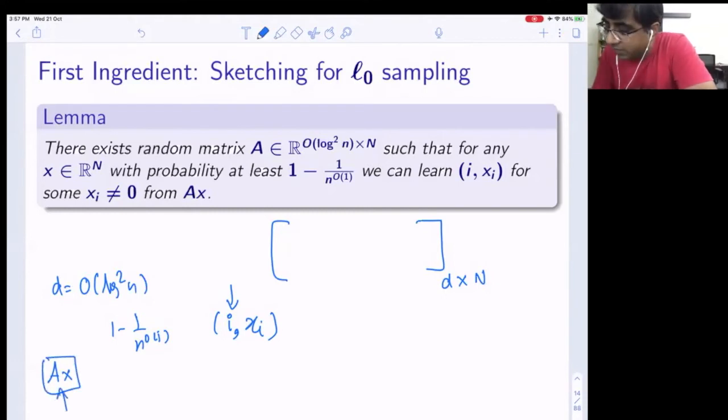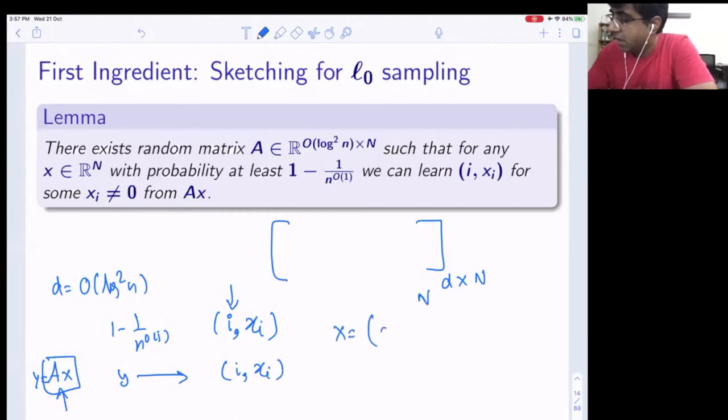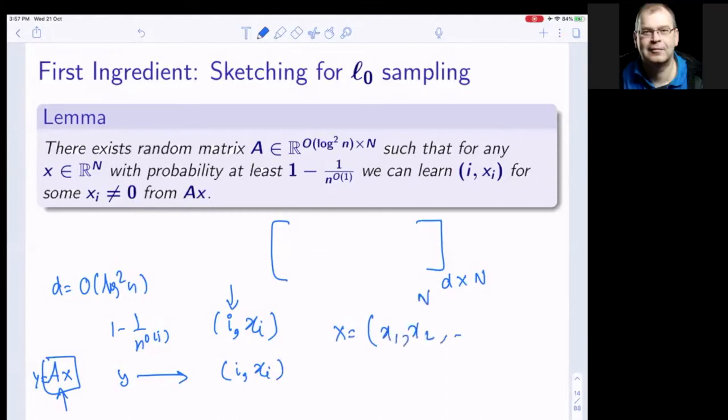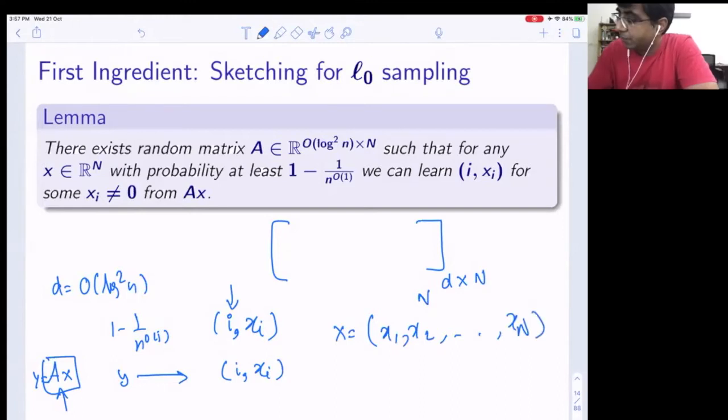With the help of this, I call this Y. From Y, I will be able to generate a non-zero coordinate i and the value stored at it, xi. So if you had a big vector of length n, x1, x2, ..., xn, there could be many non-zero coordinates. We will learn one of the coordinates which is non-zero, as well as the value it stores.